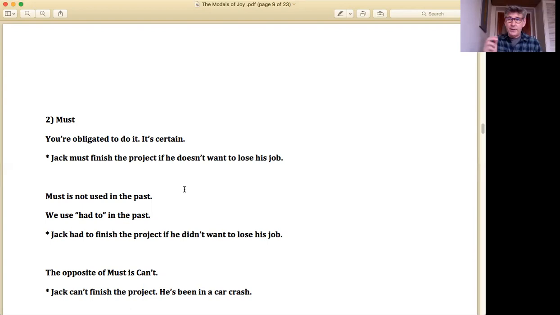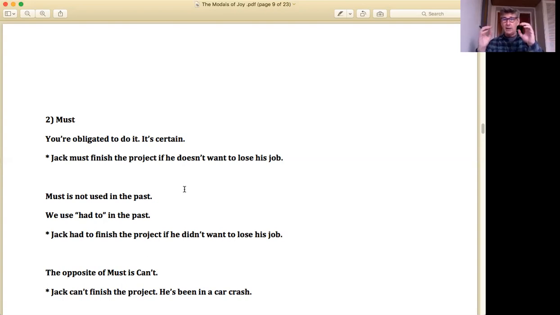Now, one thing I do want you to remember, that must is never ever used in the past. And I tell people this because I know in Czech, you have musel, musel sem. And the must, or this musel sem, in English is had to.